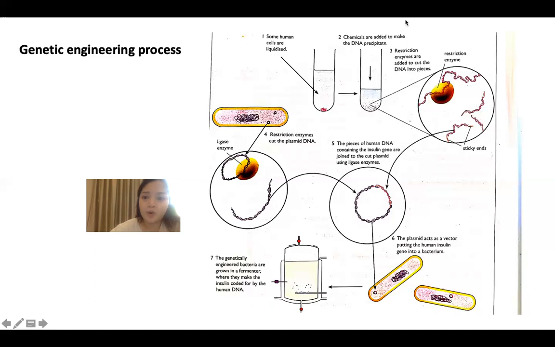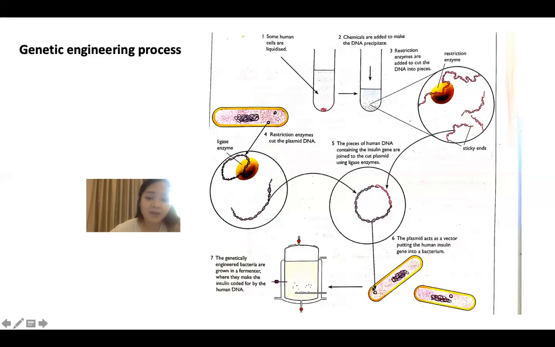We will add it in using another enzyme called ligase. Ligase is like the glue. So we glue human DNA into the bacteria plasmid. Remember, restriction enzyme is to cut human DNA. Ligase enzyme is to stick human DNA into the bacteria plasmid. Basically, the bacteria plasmid is a circle of their own DNA. You just cut it open and put the human one in. The plasmid acts as a vector, putting the human insulin gene into the bacterium. So let's put it back into the bacteria like this. Now this bacteria is genetically modified already.